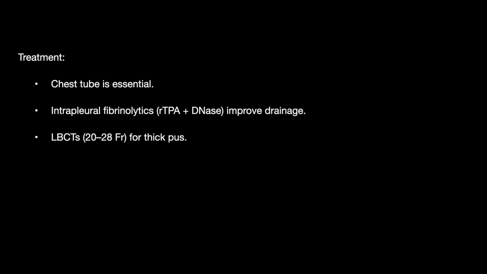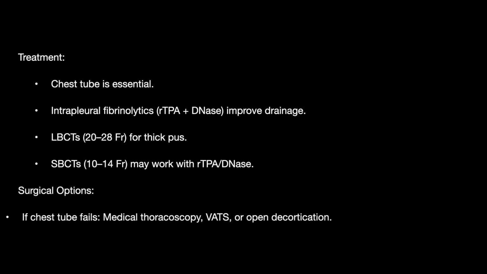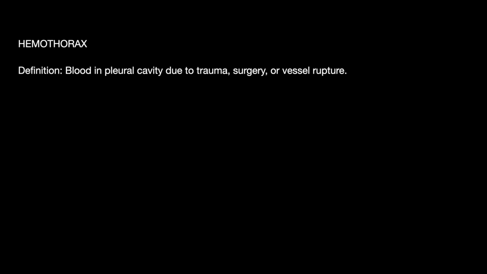Treatment: a chest tube is essential here, with intrapleural fibrinolytics to improve the drainage. LBCTs, that is, you use large bore tubes, around 20 to 28 French for thick pus. Small ones may work if you are using fibrinolytics. Surgical options are VATS and thoracoscopy, decortication.